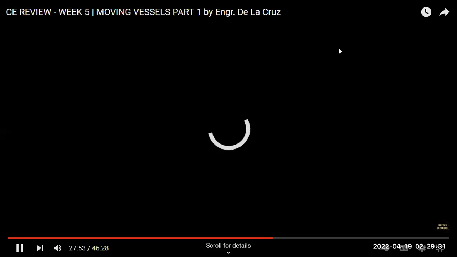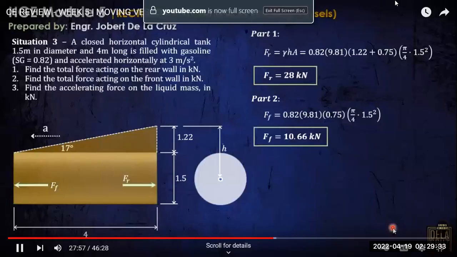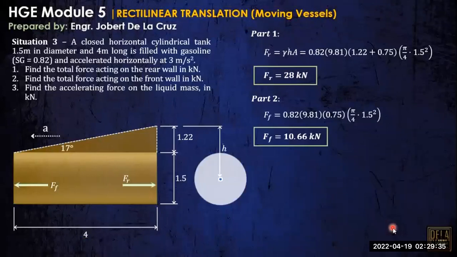Okay, part 3, find the accelerating force on the liquid mass. Okay, ano yung accelerating force nga? Di ba that is equals to the reverse effective force or mass times acceleration. Okay, ito yung accelerating force natin. So, as you remember, that is just directly mass times acceleration.